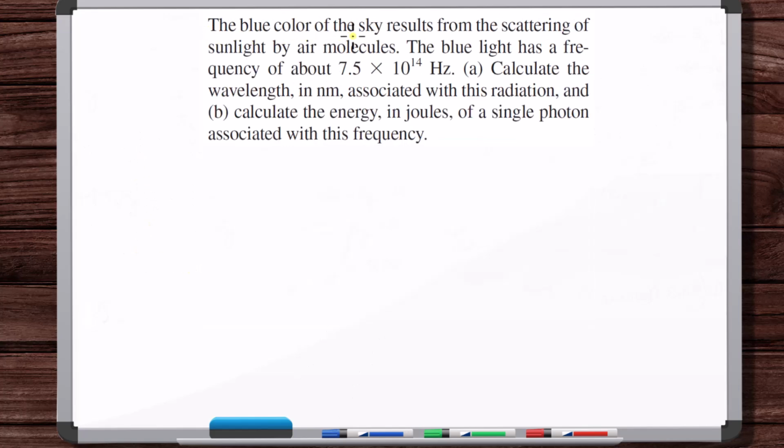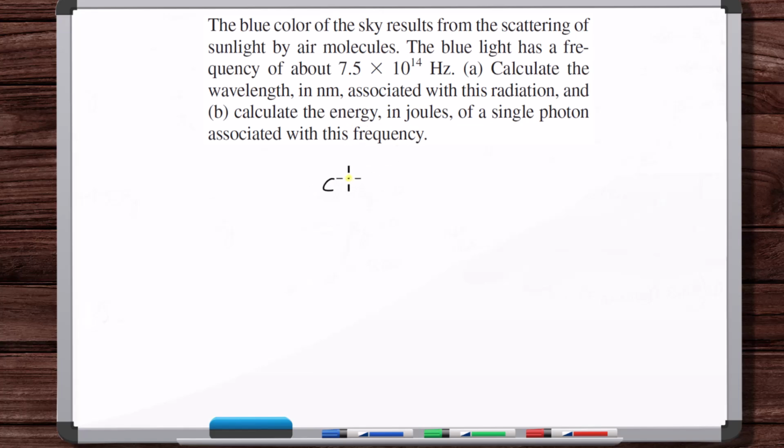The blue color of the sky results from the scattering of sunlight by air molecules. The blue light has a frequency of about 7.5 times 10 to the 14 hertz. Calculate the wavelength in nanometers associated with this radiation, and calculate the energy in joules of a single photon associated with this frequency.